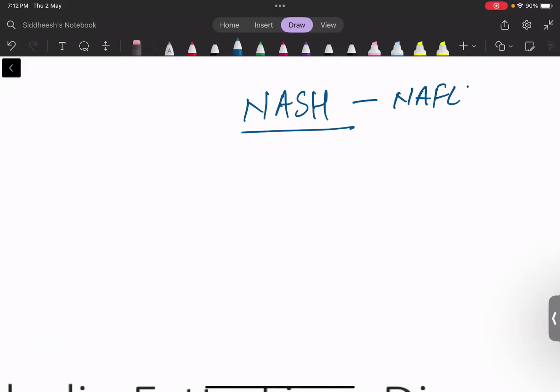NAFLD is very common, that is non-alcoholic fatty liver disease, that we might all be having. And NASH is what? Non-alcoholic steatohepatitis. What is steato? That is fat. What about hepatitis? Liver inflammation. Itis means inflammation. Hepatitis means liver inflammation.